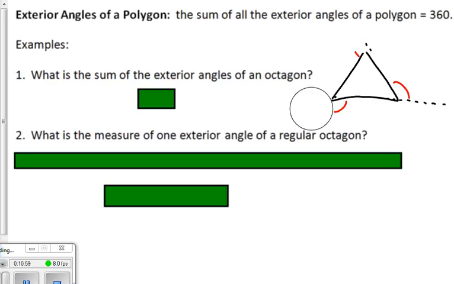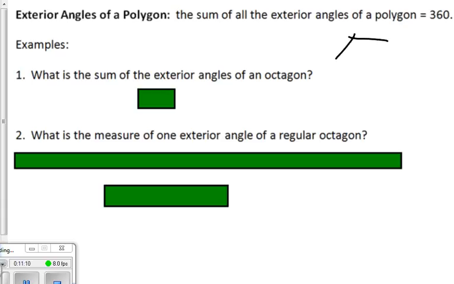So, again, how can we use that in some of our examples? If the question were simply what's the sum of the exterior angles of an octagon? If I were to draw out an octagon, looks like a stop sign, and I wanted this exterior angle plus this one plus this one plus this one, and all of these added up.